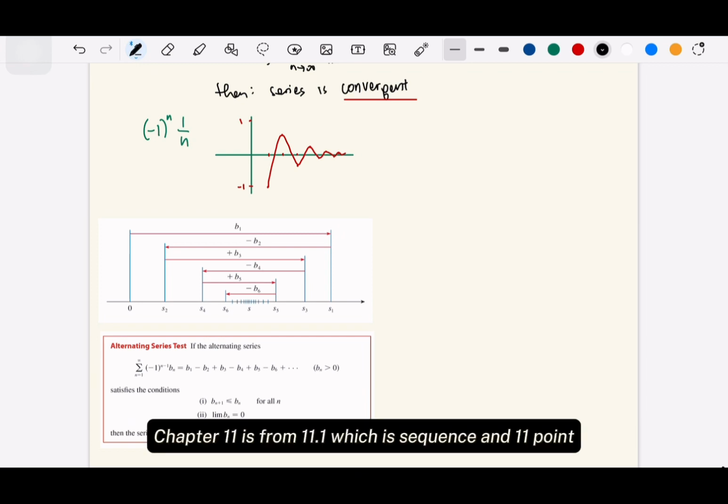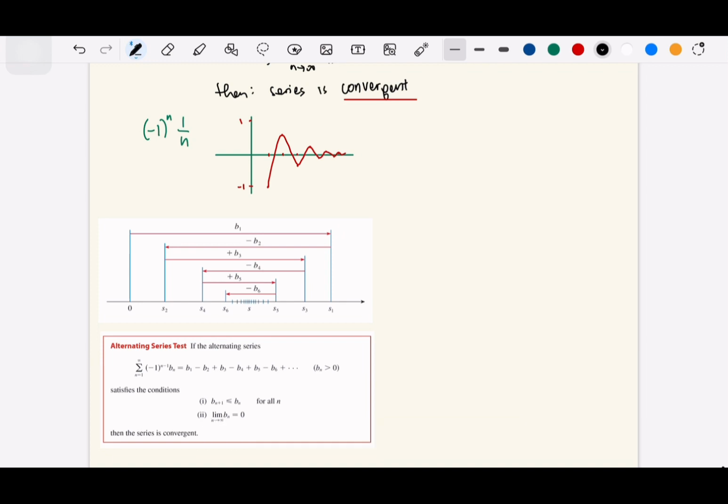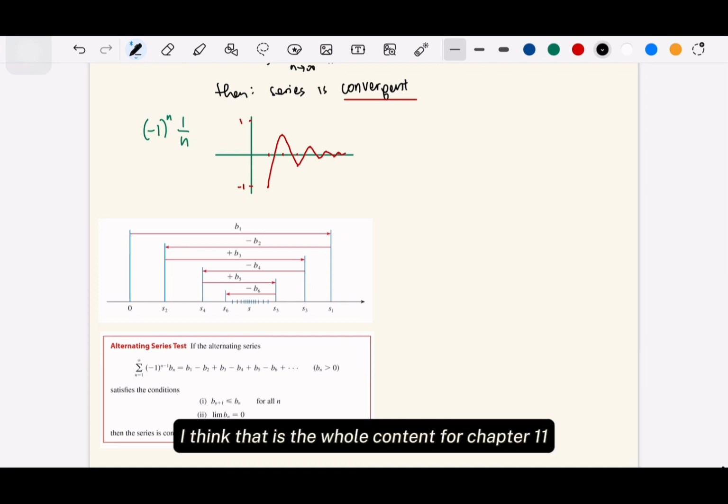Chapter 11 is from 11.1, which is sequence, and then 11.10 or 11, that is about the Taylor series, and then Maclaurin series, and the last part is, I think, approximation using the series. I think that is the whole content for chapter 11.